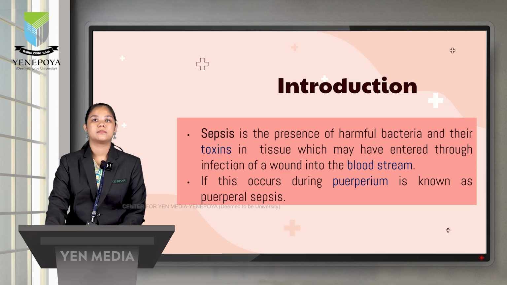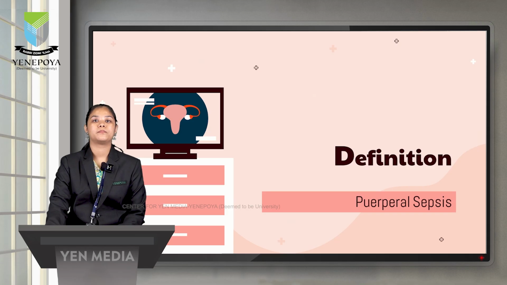Moving on to the next, let us see the introduction on puerperal sepsis. Sepsis is the presence of harmful bacteria and their toxin in the tissue, which may have entered through infection of a wound into the bloodstream. So if the sepsis occurs during the puerperium or during the postnatal period, it is known as puerperal sepsis.